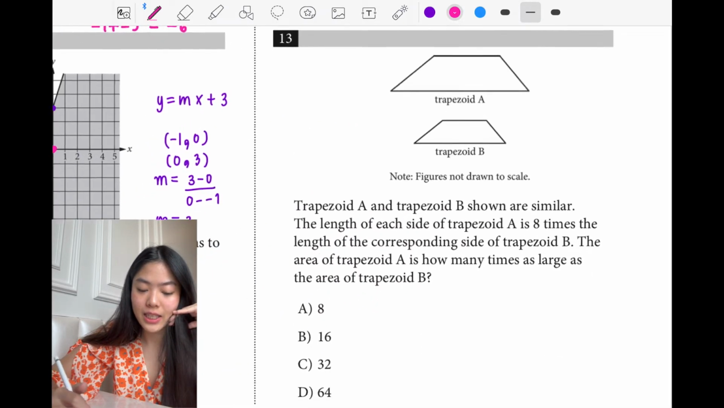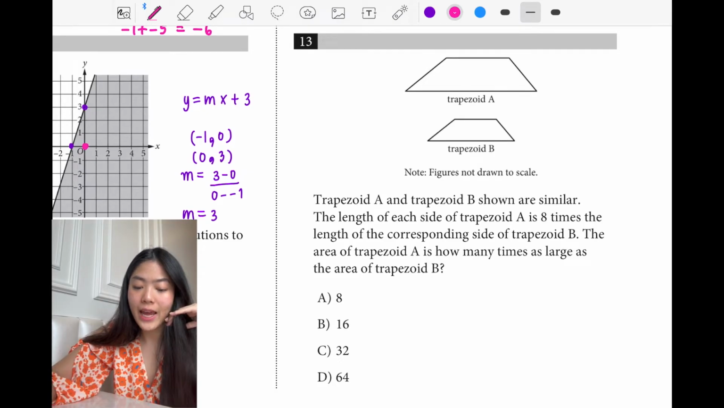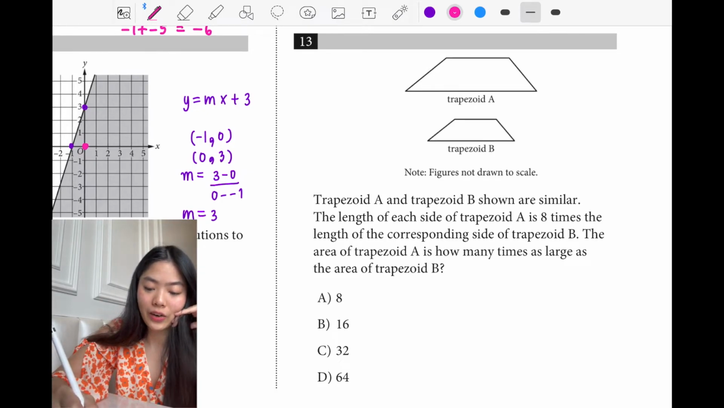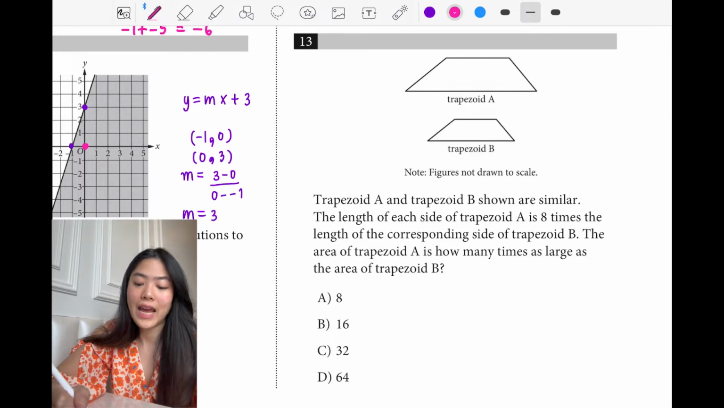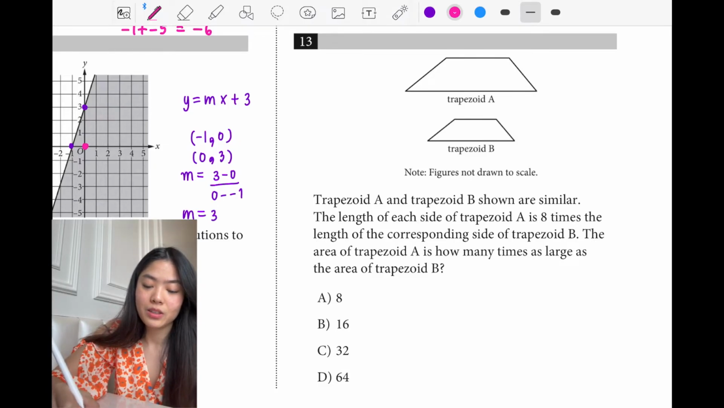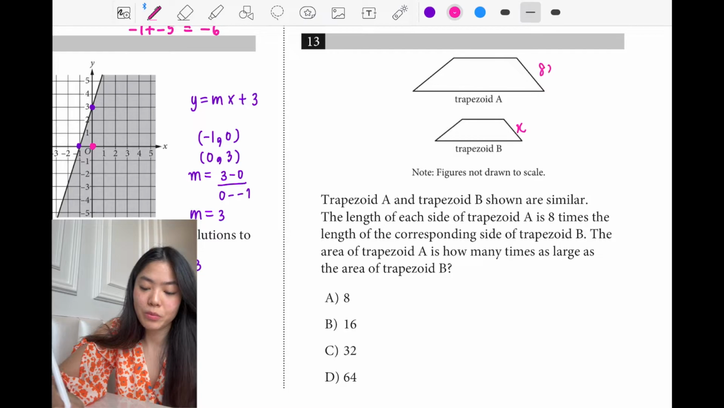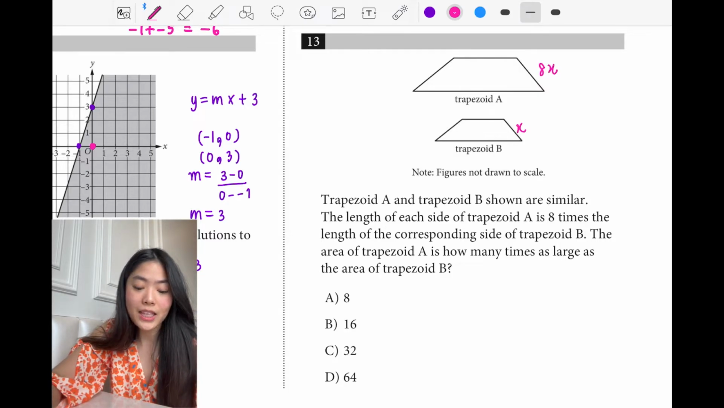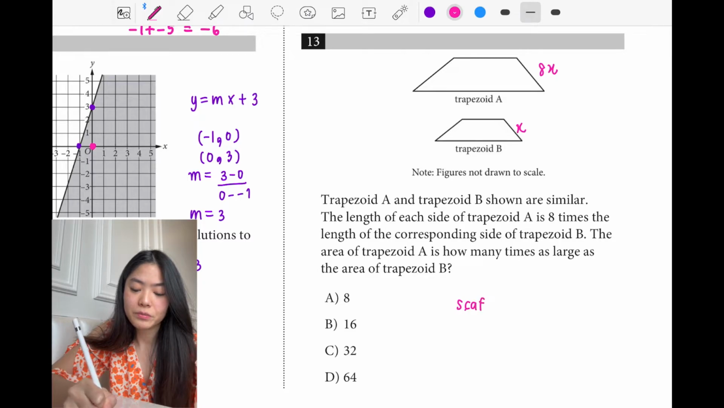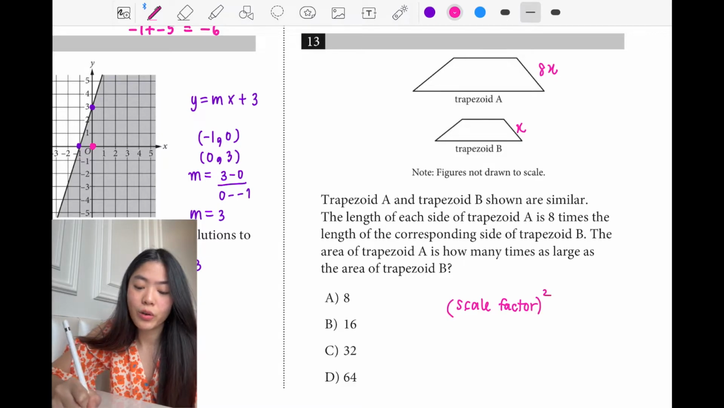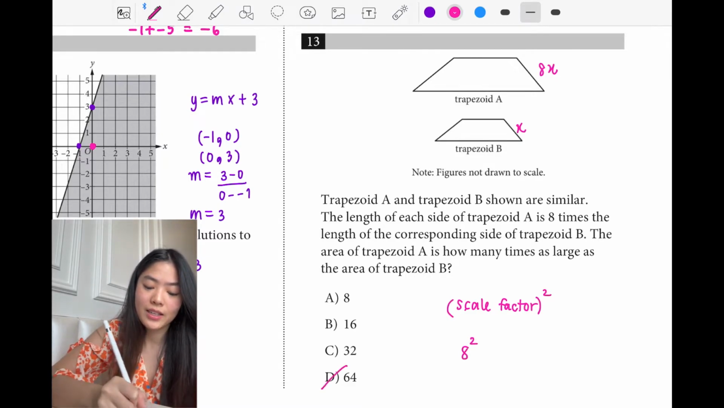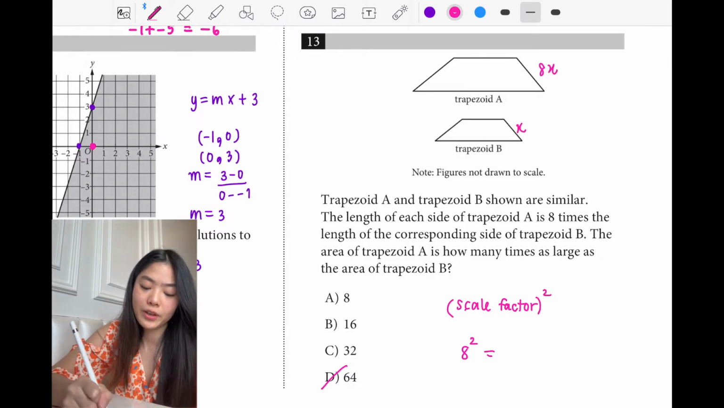Next one, 13. Trapezoid A and trapezoid B are similar. The length of each side of trapezoid A is 8 times the length of the corresponding side of trapezoid B. So if this length is x, this one would be 8x. The area of trapezoid A is how many times that of B? The length scale is 8, but for the area, the scale factor would be the scale factor squared. So it would be 8 squared, and the answer would be D, 64.